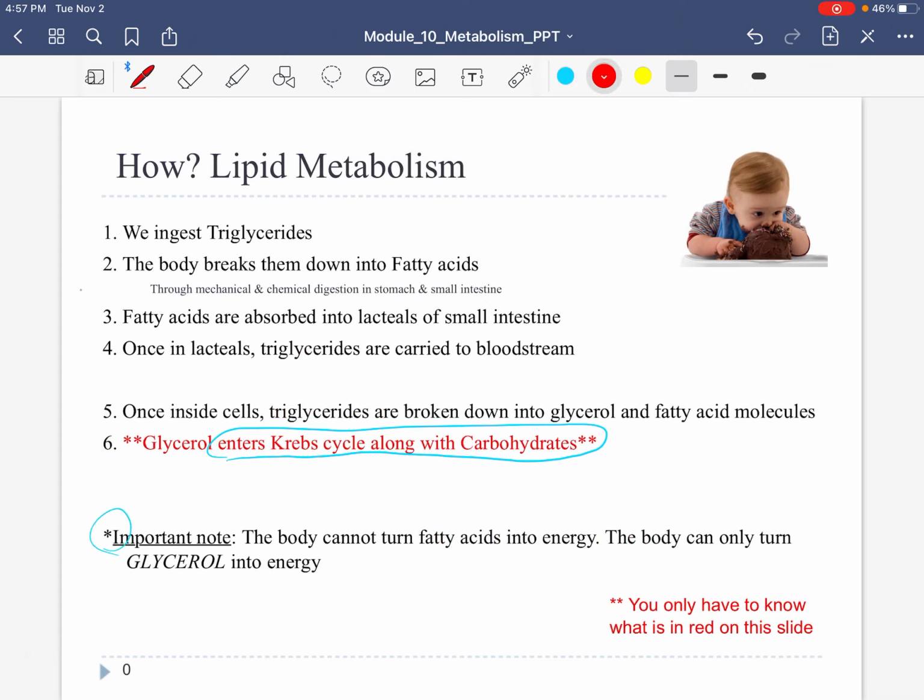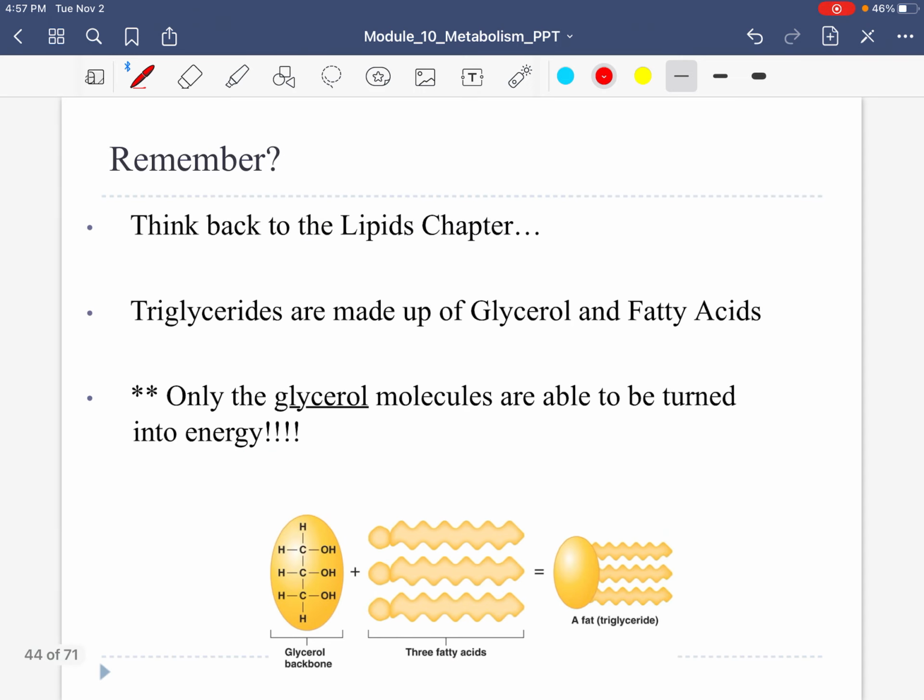All right. There is a note here, and I want to point this out. I know that I've mentioned fatty acids, but the specific truth of it is the body can only turn glycerol into energy. Fatty acids can have other benefits, but it's really the glycerol that we turn into energy.